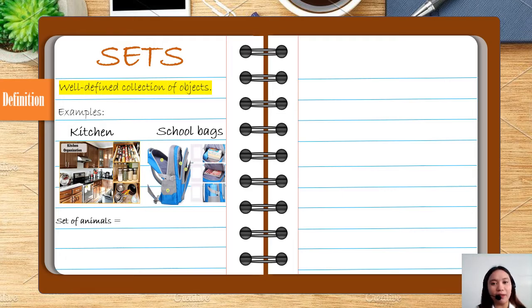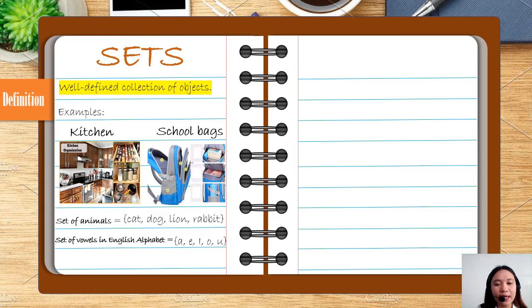Set of animals. Like for example, we have cat, dog, lion, and rabbit. Next, we also have the set of vowels in the English alphabet, which is A, E, I, O, and U. How about the set of even numbers? We have 2, 4, 6, 8, and 10.